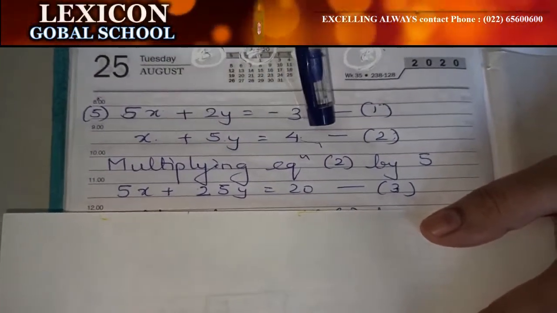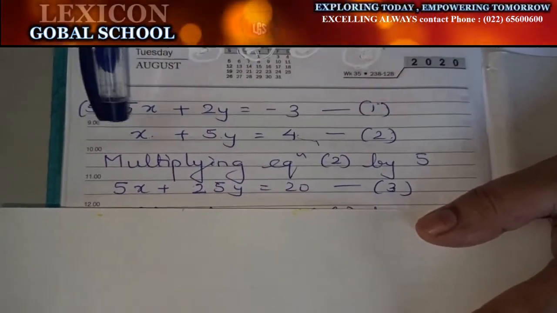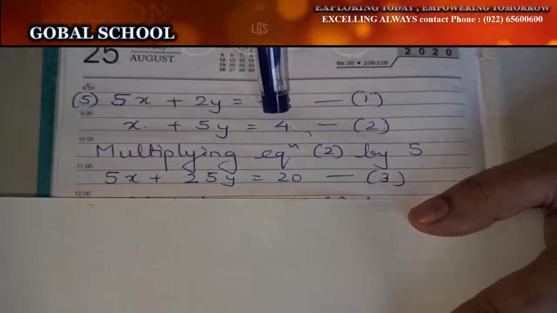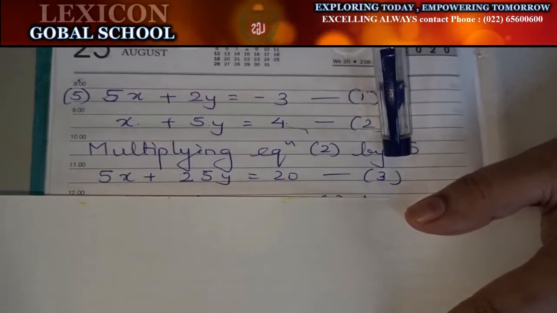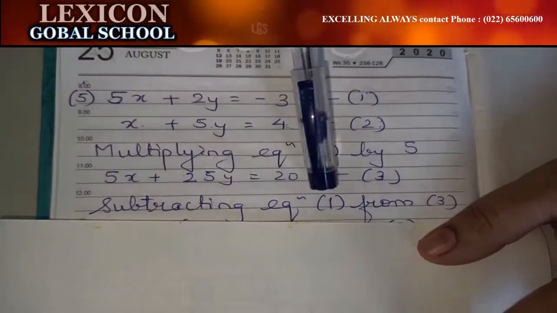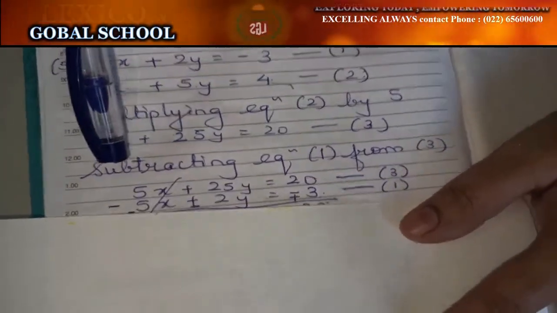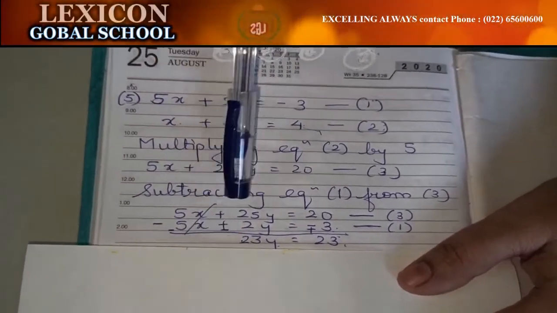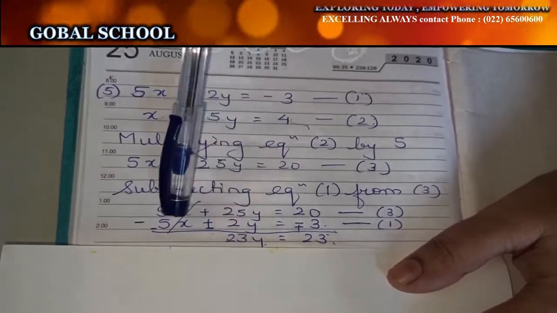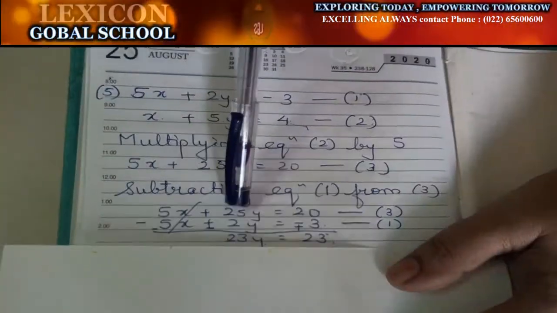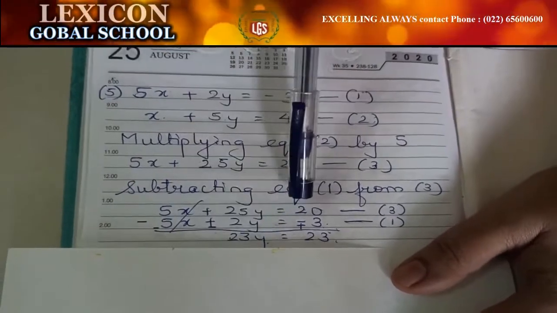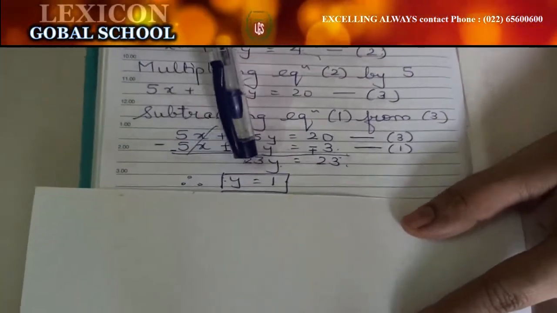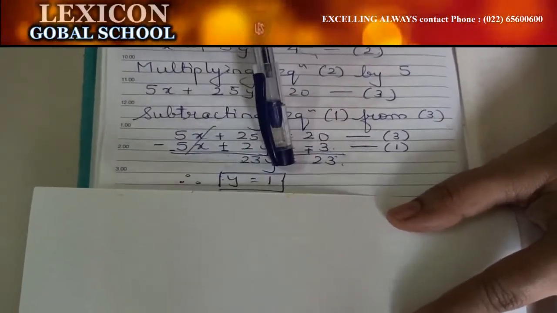What I did, I have multiplied equation 2 by 5. So 5 into x is 5x. 5 into 5 is 25y and 5 into 4 is 20. This is my equation number 3. Now, I will subtract equation 1 from 3. When I subtract, again the sign will get changed. 5x and 5x will get cancelled. 25y minus 2y, because here it was plus, I have done minus. So 25 minus 2 is 23y and 20 plus 3 is 23. Now, 23 and 23 will get cancelled, so y is equal to 1.